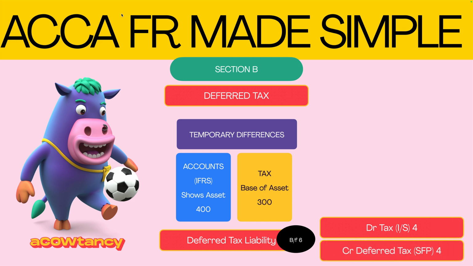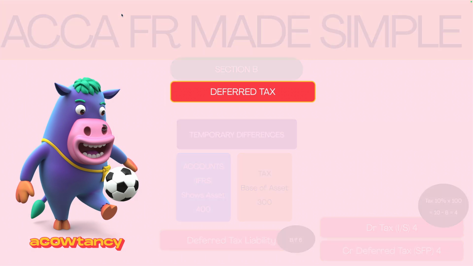So what I do is I debit tax 4, credit deferred tax liability 4, because what I did is I calculated that I know my deferred tax liability should be 10, but I've already got 6 in, so I need to bring in an extra 4 to make it 10. So you only ever account for the movement on the deferred tax liability. Let's have a look at that in the exam then.